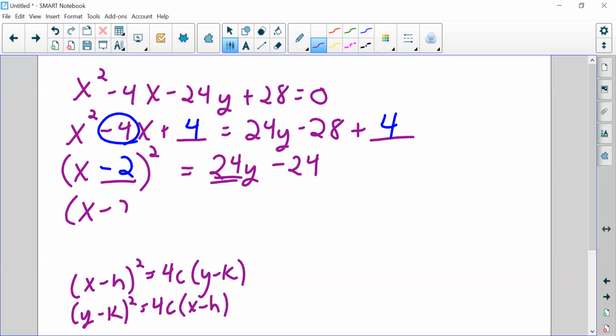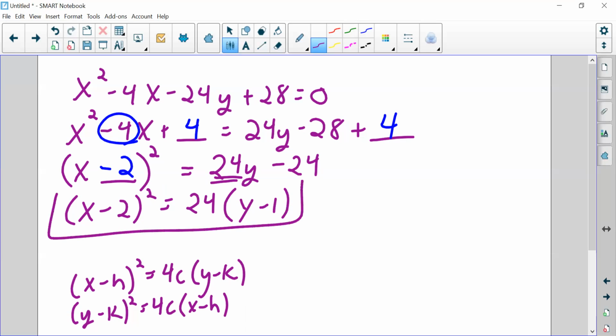So I got x minus 2 squared is equal to 24 parentheses. And then what do I get left over if I factor out a 24? Y minus 1. And so now it's just like the problems we just did. We can identify our vertex, our focus, our directrix, all that stuff like we've been doing. So these problems just add a little steps ahead at the beginning. So you have to complete the square first, and now it's like those problems you just did. So I'm not going to work through those since we've done those already. Okay, let's try another one where you have to complete the square.